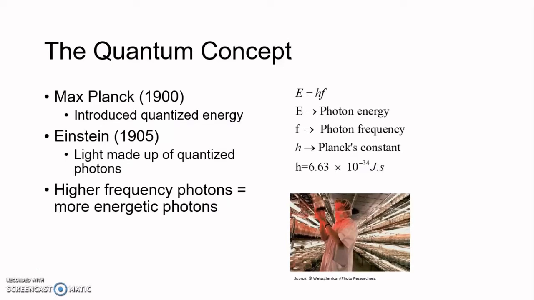Both Planck and Einstein, through their theories, came up with this equation: the energy of a photon is the product of the photon's frequency and a number which we call Planck's constant, 6.63 times 10 to the minus 34th joule seconds.